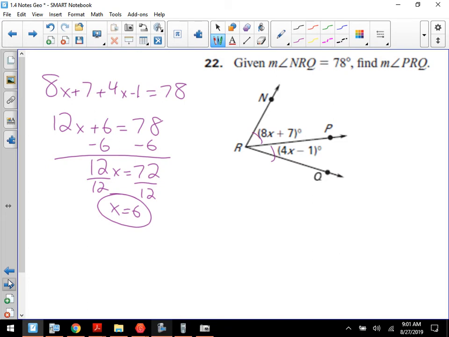Again, this is very similar to what we did with segments. With segments you solved for x, and then it said, hey, figure out what BC is. Okay, same idea. So now I have to figure out which angle it is looking for. It's looking for angle PRQ. So I have to substitute 6 into here. What's 4 times 6? 24. Subtract 1 and you get, there you go. Now, you could always take a second to make sure that the other side works when you add them together to get you the whole.